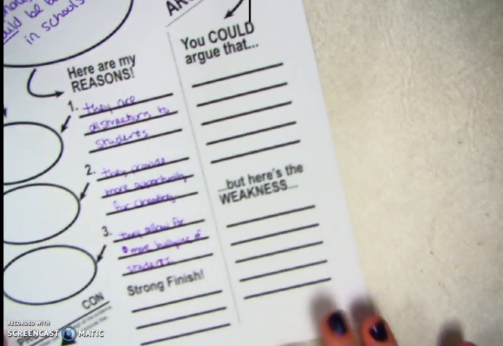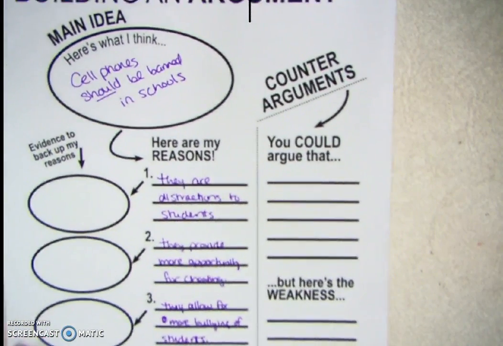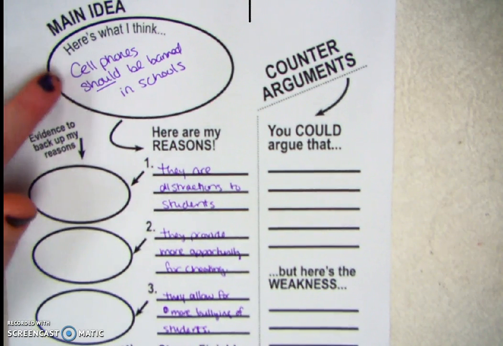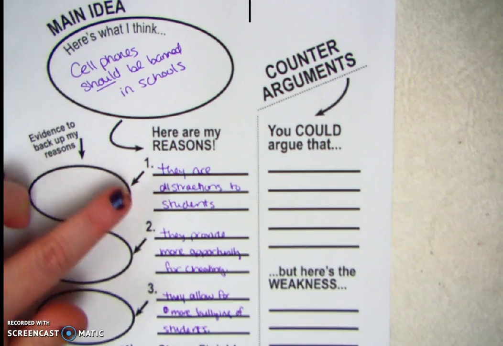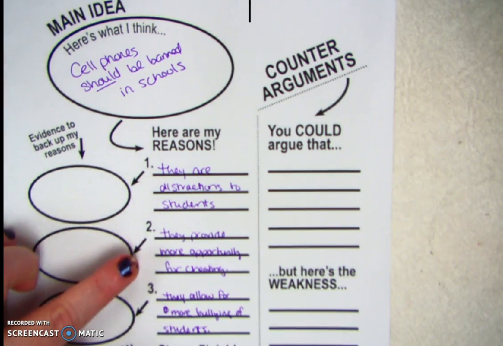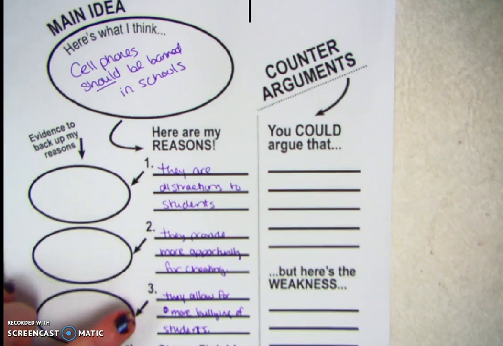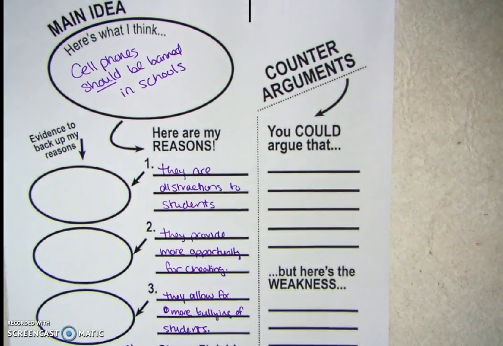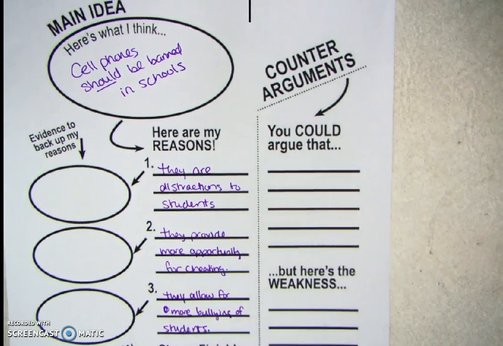Okay, so if I was constructing my 3-legged thesis, I just did that right there. Cell phones should be banned in schools because they are distractions to students, they provide more opportunity for cheating, and they allow for bullying of students. Simple as that. Okay? Sorry. Okay, so that's my 3-legged thesis. There's my thesis statement. That's going to be the last line of my introductory paragraph.